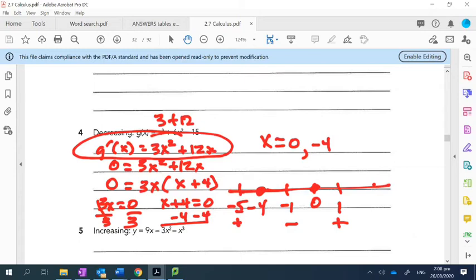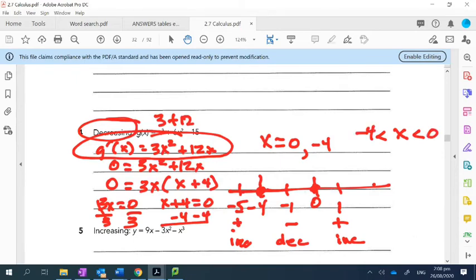So what is this thing doing then? As we approach negative 4, it is what? Increasing. Then between 4 and 0, it is decreasing. And then after you pass 0, it is starting to increase again. Make sense? Now, this particular question was only asking the interval where it's decreasing. So it's decreasing between these 2 points. So the x is between negative 4 and what? 0.